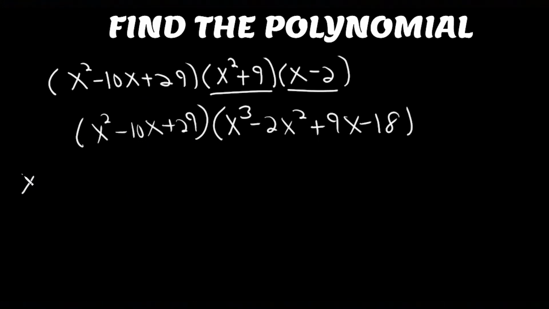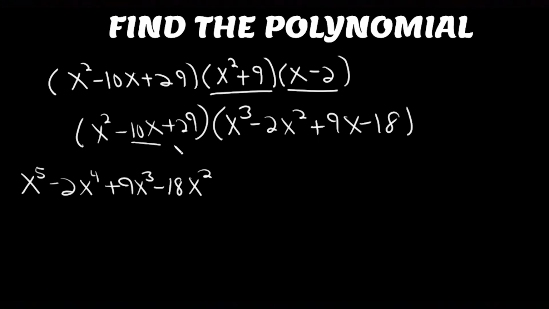That will give me x to the 5th power. Okay, then I'm going to do x squared times a -2x squared. That will give me -2x to the 4th power. And then I'm going to do x squared times 9x. I get plus 9x cubed. And then finally, I'm going to do x squared times -18. I get -18x squared. Okay, so I'm done there.